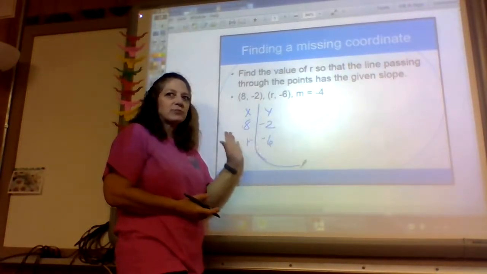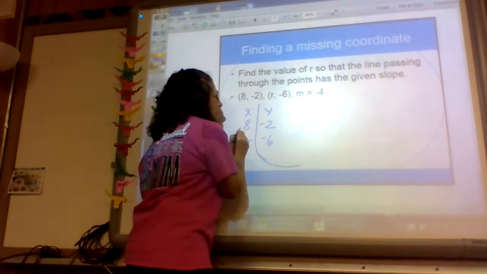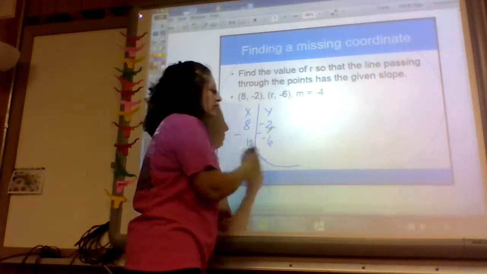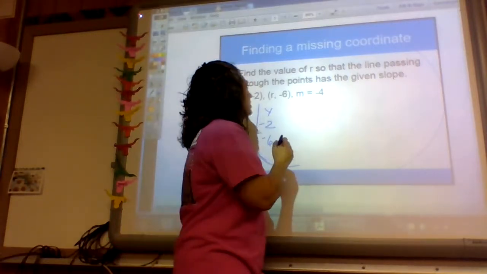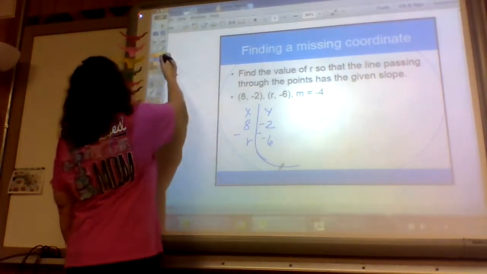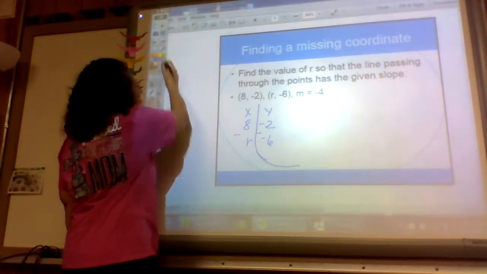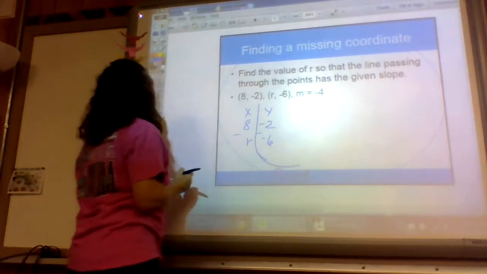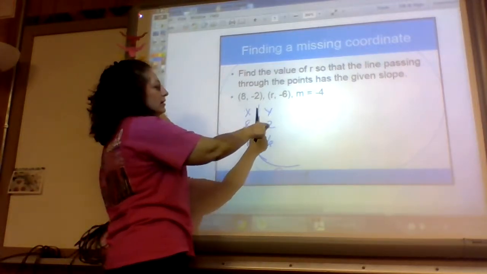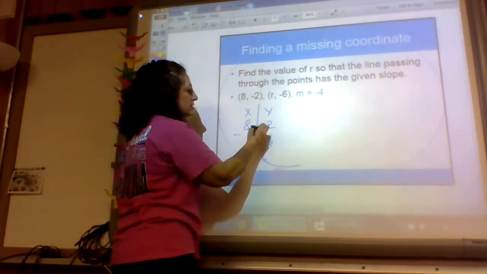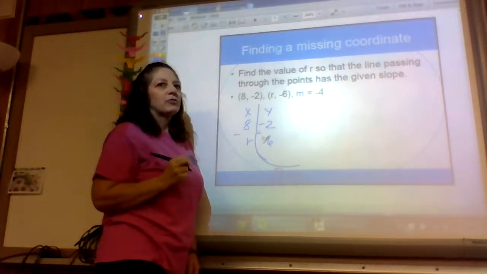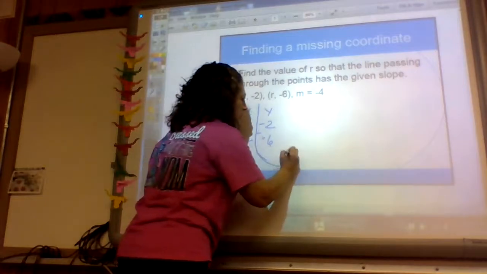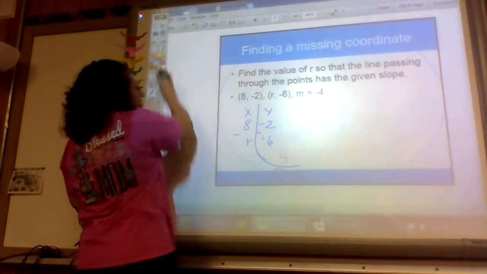Subtract. I remember this process from Tuesday. So subtract. 8 minus r. Ooh, I can't really do anything there, right? Yeah, you just have to put it 8 minus r. And I want to put it in some color that maybe you can see. I don't know if you can see that or not. And then -2 minus -6 becomes what? 4.